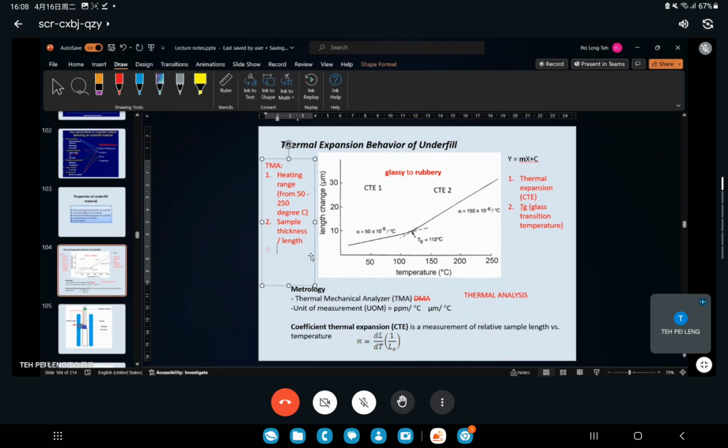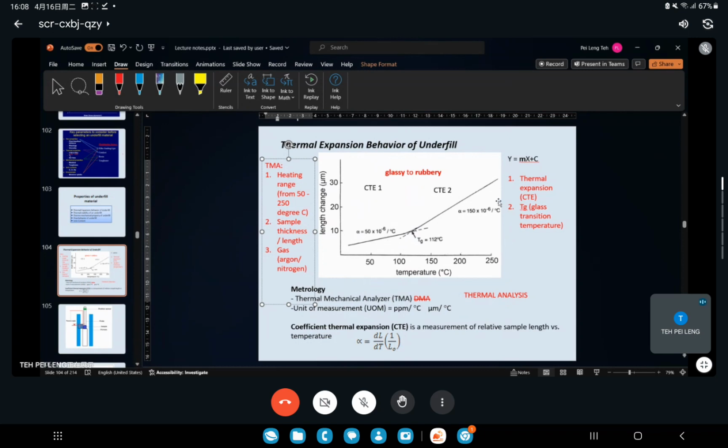Maybe the third one is you need to tell, like in DSC also, what gas you need to put in. Argon or nitrogen, also can. So these are the most important parameters you need to tell the machine, the parameters that you need to key in. So from here already 3 marks.